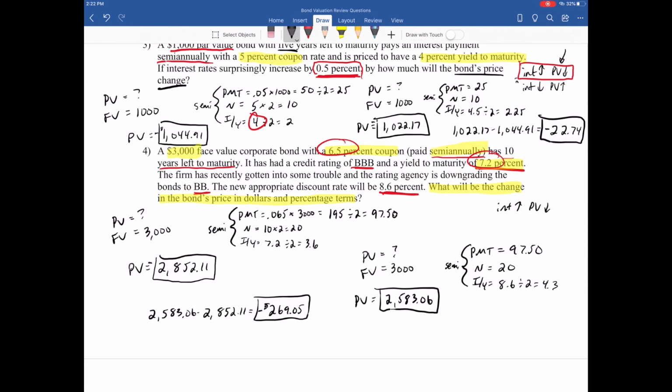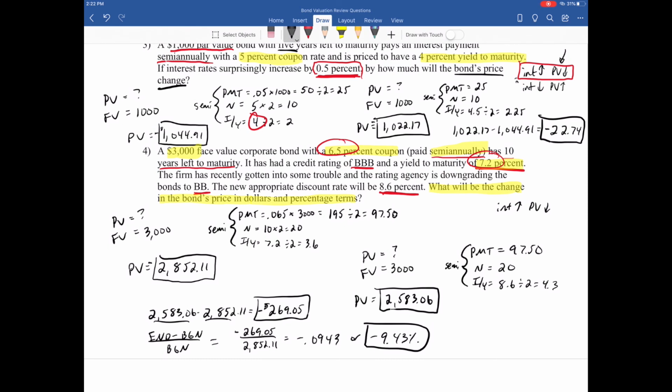In percentage terms, to calculate a percent return, you take your ending value minus your beginning value divided by your beginning value. We've already done ending minus beginning, so we have a negative 269.05 in our numerator. Our denominator is our beginning value of 2,852.11, and we get a return of negative 0.0943 or negative 9.43%. So it decreased by $269.05, which is a 9.43% decrease over this period.